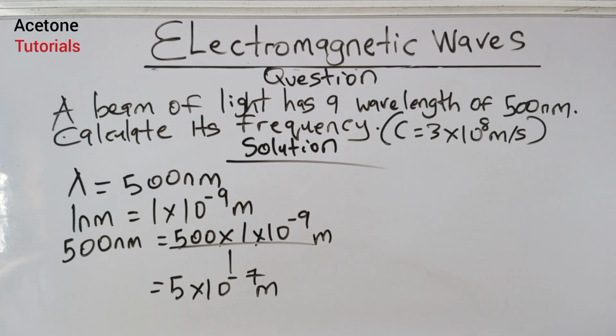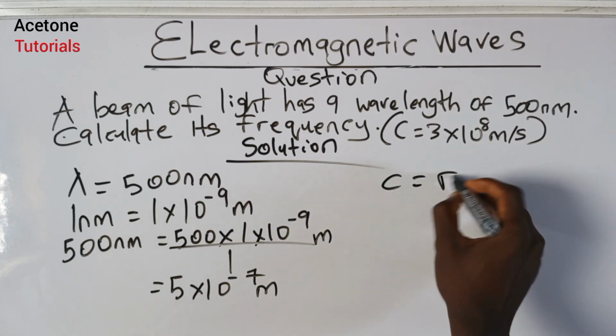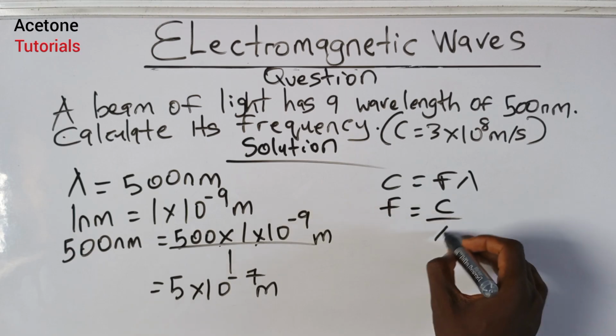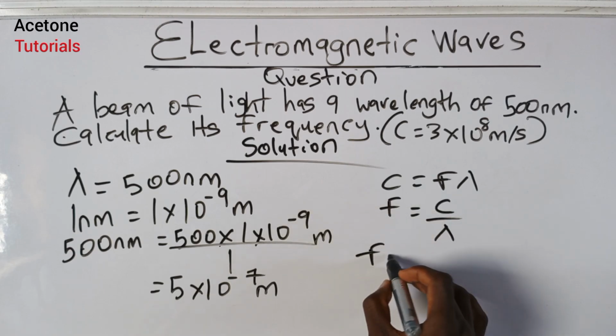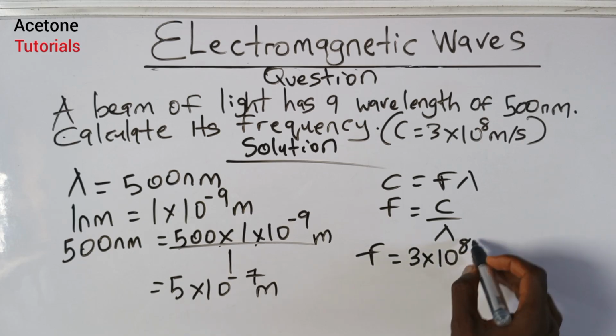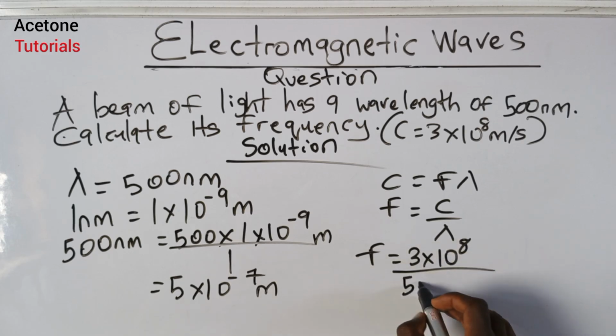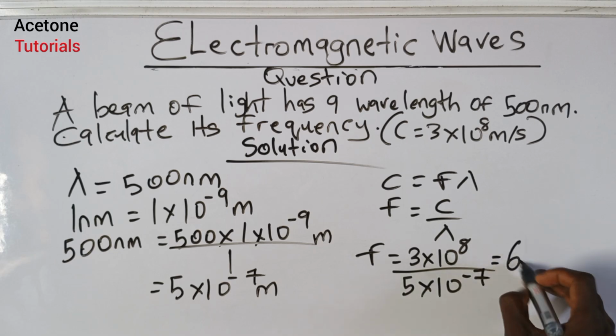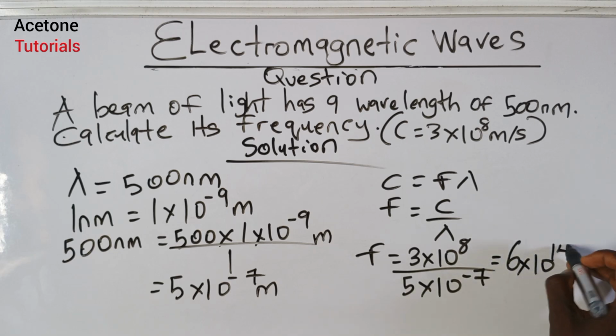So we can now use c equals f lambda. f equals c over lambda. f equals 3 times 10 to the power 8 over 5 times 10 to the power minus 7. That is equal to 6 times 10 to the power 14 hertz. So that's the frequency. 6 times 10 to the power 14 hertz.